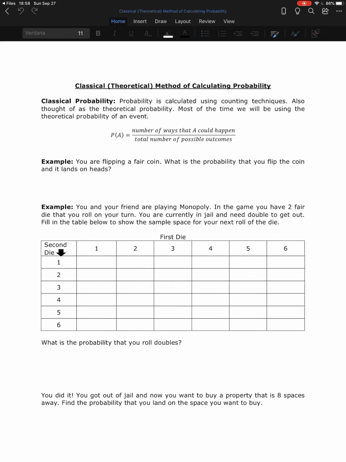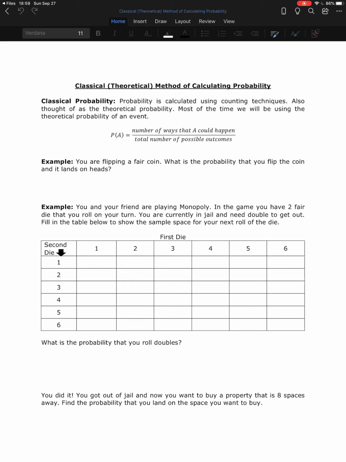All right, so now there are two different ways that we can calculate probability. What we're going to focus on right now is the classical or theoretical method for calculating probability. So classical probability is probability that is calculated through counting techniques. It's also thought of as a theoretical probability. Most of the time we will be using the theoretical probability of an event. So we aren't going to use the other method quite as much. Typically we'll be looking at, in theory, what is the probability of this event.